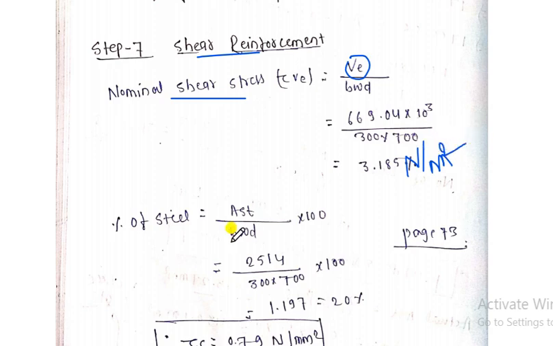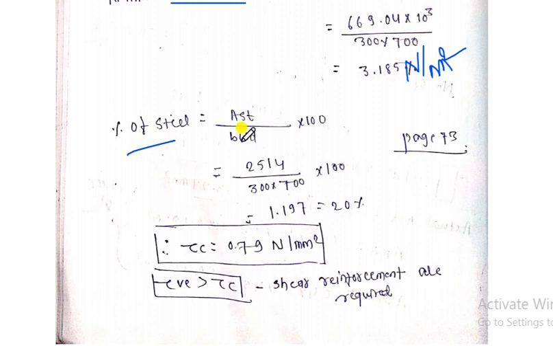So we have to calculate the percentage of steel, right? For the percentage of steel, it is Ast divided by b into D, into 100. Ast is nothing but the actual Ast. So the actual Ast value is 2514 divided by 300 into 700, into 100. So we get 1.197, which can also be written as 2%.